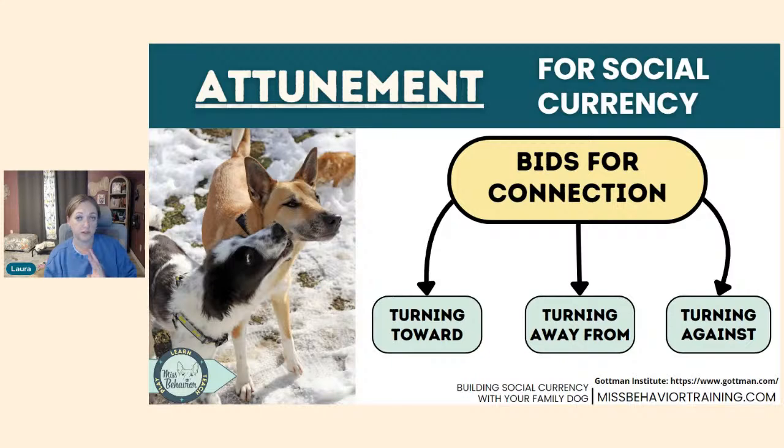So there are three choices that somebody could make to respond to you. They can be unconscious choices, but there are three ways it can go. One, they can turn towards you. Two, they can turn away from you. Three, they can turn against you. So what do those mean?